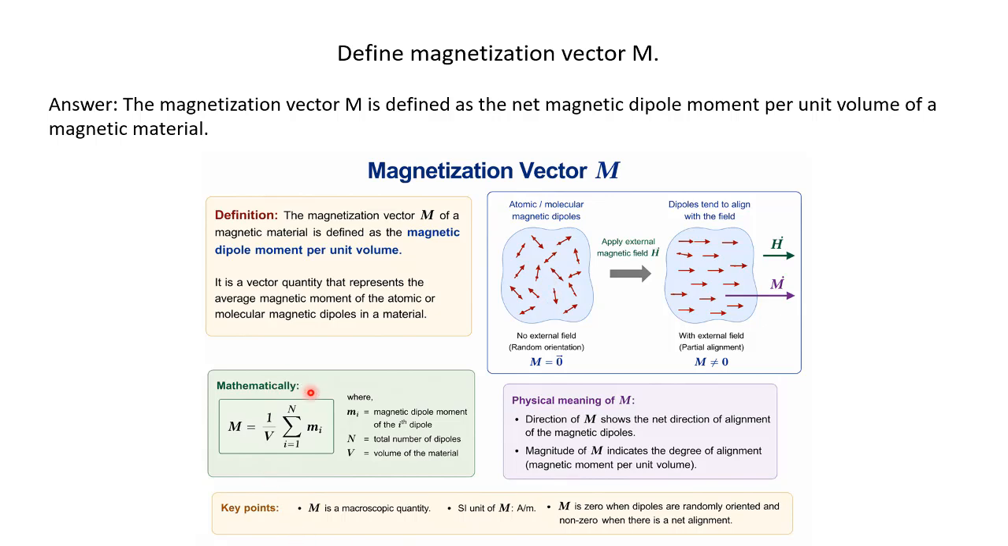In this case, we can express it in the form of a mathematical expression. The magnetization is the sum of the magnetic dipole moments divided by the volume.